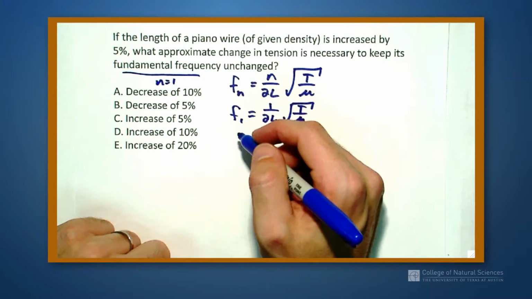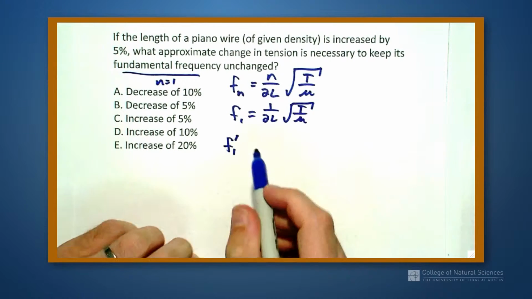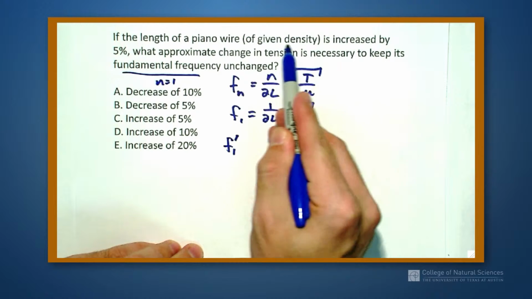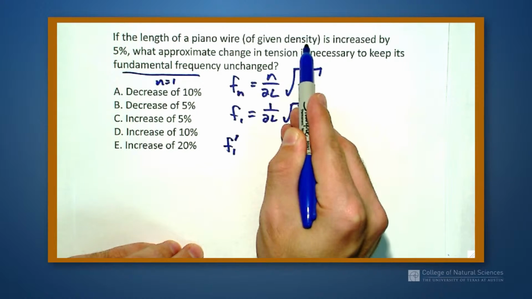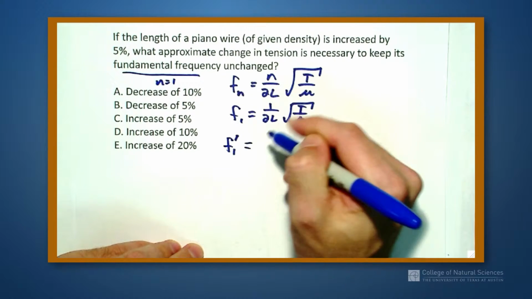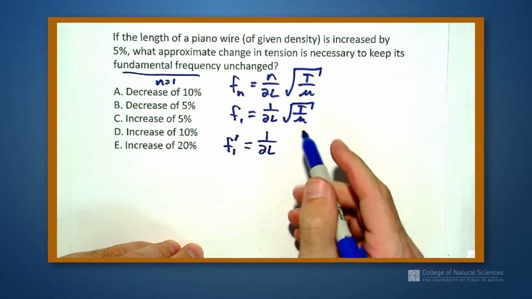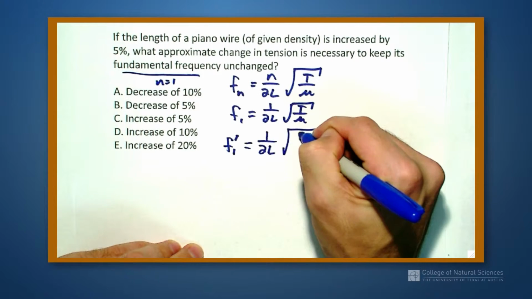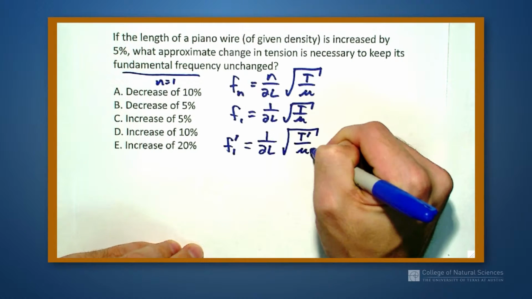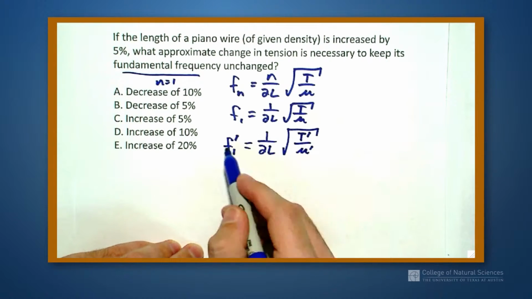Well, what I'm going to go to is an F1 prime. This is where I increase the density of the wire by 5%, and I'm also going to change the tension in this. What I'm not going to change is L. I'm not going to change n. But this is going to be T prime over mu prime, a new linear mass density and a new tension.